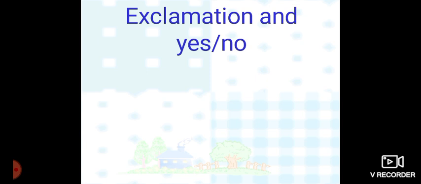Okay. It doesn't really matter what the emotion is. An exclamatory sentence is the type of sentence we use to express what feeling or emotion we have in our inner mind. We want to express it through words, and we use only this type of sentence. That is called an exclamatory sentence. Exclamatory sentences always end with an exclamation mark.